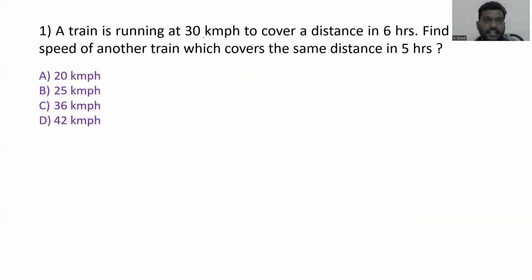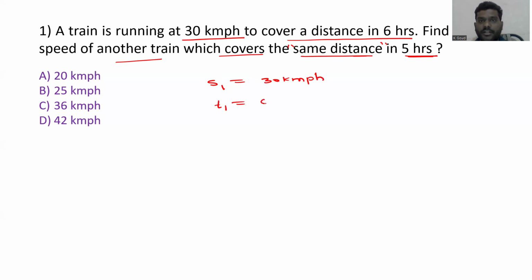A train is running at 30 km per hour to cover a distance in 6 hours. So the speed of the train is 30 km per hour, and it will cover the distance in 6 hours. Find the speed of another train which covers the same distance in 5 hours. See here, same distance is given. So the speed of the first train is 30 kilometer per hour and the time taken by the first train is 6 hours. The speed of the second train is not given, we have to find it, and the time taken by the second train is 5 hours.